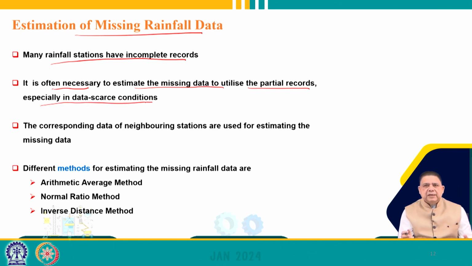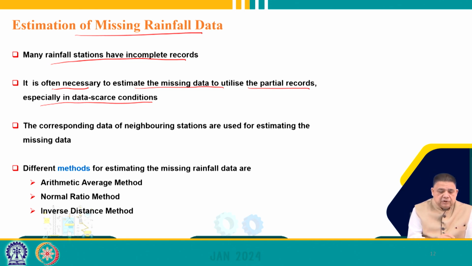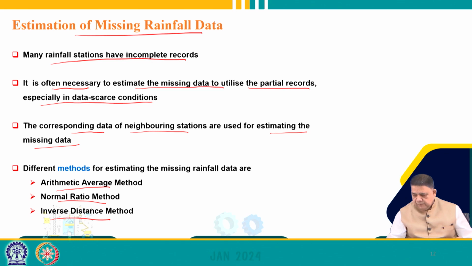So, if you have a huge amount of data at a particular place to analyze, then you may discard one or two, but when you are dealing with only limited data, then obviously it becomes essential to estimate the missing data, to be able to utilize the rainfall record which we obtain. And basically, in order to estimate the missing rainfall data, we use the corresponding data of the neighboring stations. There are different methods of estimating the missing rainfall data, that is arithmetic average method, normal ratio method and inverse distance method. And we will see these methods one by one.